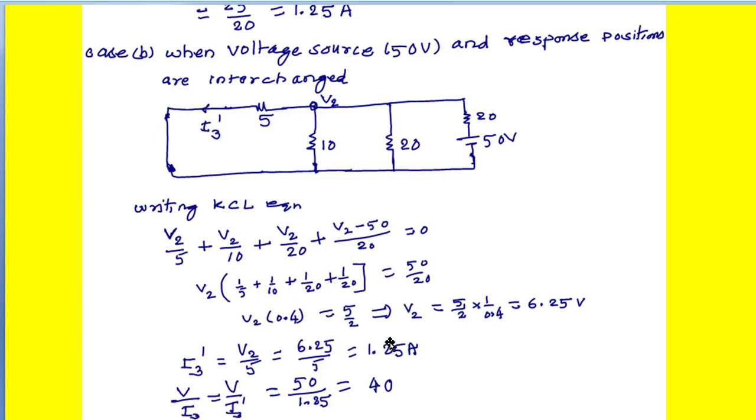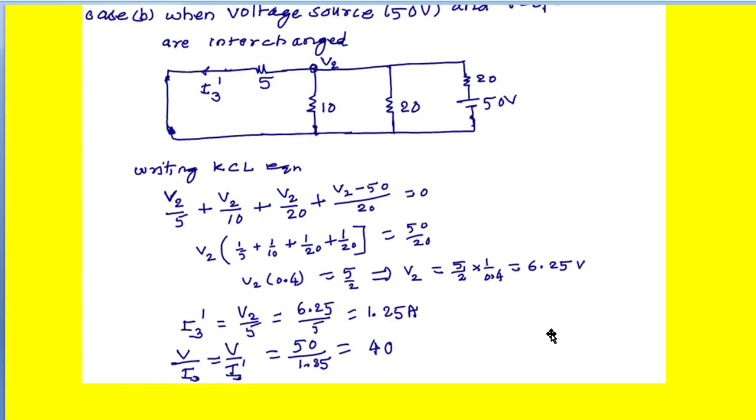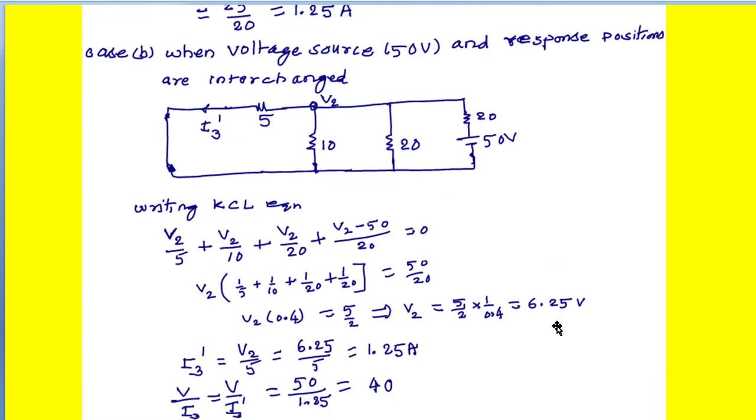That is V2 into 0.4 is equal to 5 by 2. So from this we can calculate V2. That is, we get 6.25 volts. Now once we know this voltage, we can calculate I3 dash. I3 dash is nothing but V2 divided by 5. So 6.25 divided by 5 means we get 1.25 amperes. If you look at this current, I3 and I3 dash are one and the same. That value is equal to 1.25 amperes.